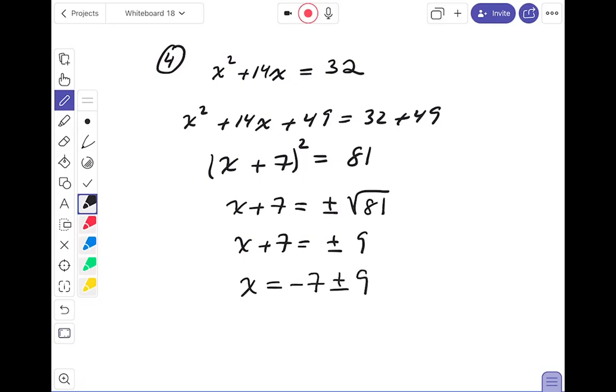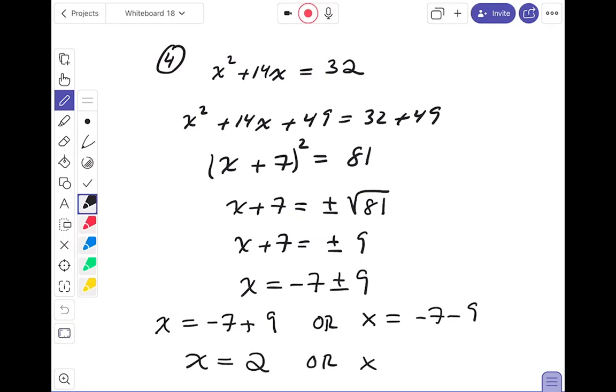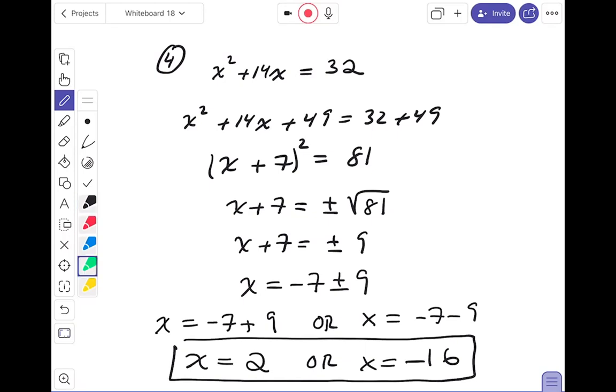Now, you know the other prior example, I just simply boxed it and called it a day. The reason is that I couldn't do the arithmetic, but now I can. I'll write it down for you. x equals -7 plus 9, or x is equal to -7 minus 9. I can do that arithmetic. And what's -7 plus 9? 2. Or x equals, well, -7 minus 9, minus 16. Okay, let's look at the key. Make sure you're staring at those answers. And of course, I am. x is 2, or x is -16. Let's do number 5.